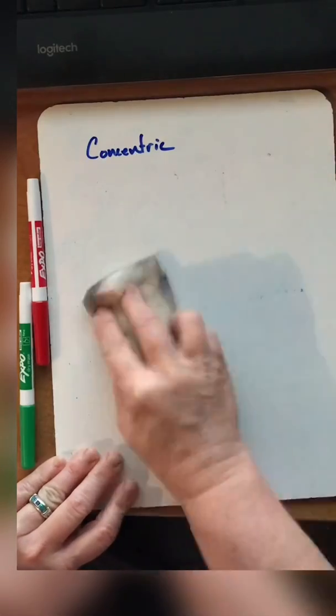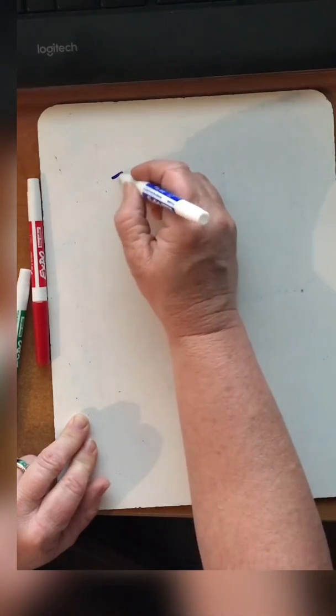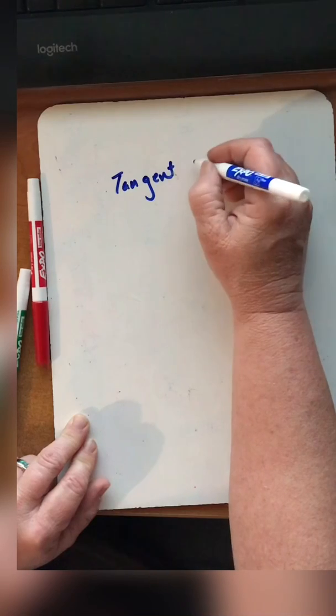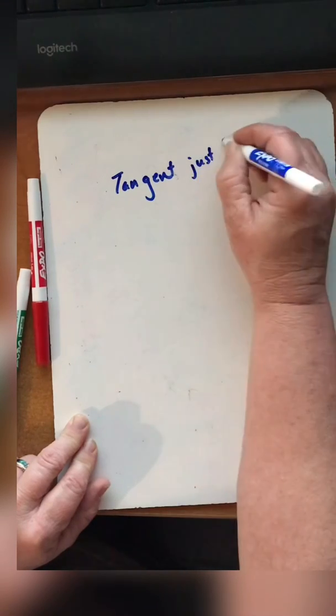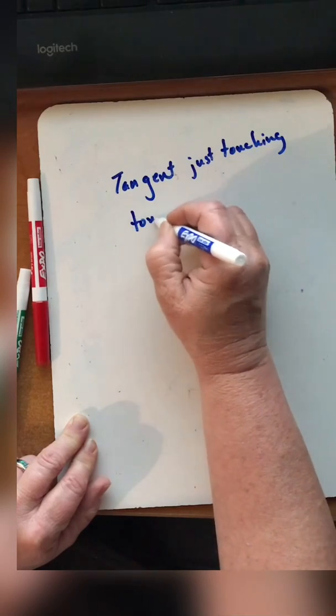Tangent circles. Tangent means basically you're touching. Just think of the word tangent as just touching, or touching at one point.